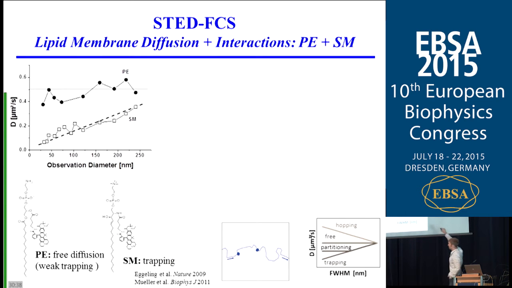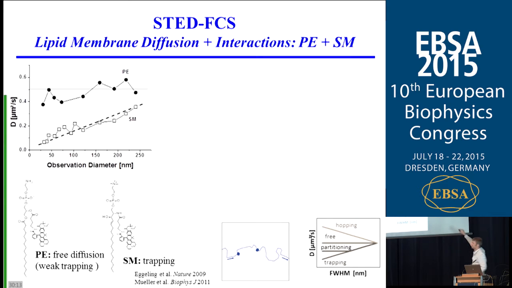Now let's see what we see for our lipids. This is the data: diffusion coefficient versus observation spot diameter, for PE and SM. And what you clearly see, for the PE, is a close to constant dependency. So we really have free diffusion, only very weak interactions, weak trapping. While for the sphingomyelin, we have this strong, clearly going down. So we really have trapping. The sphingomyelin moves, interacts with something, moves on, interacts with something.